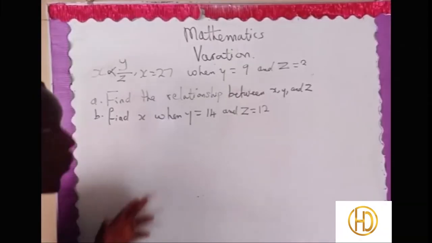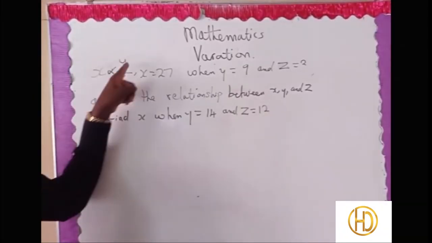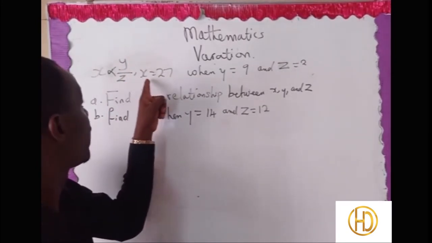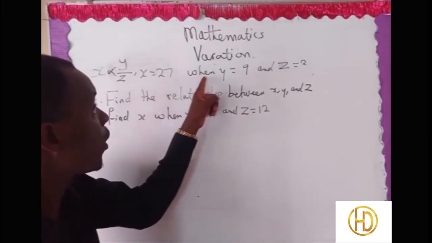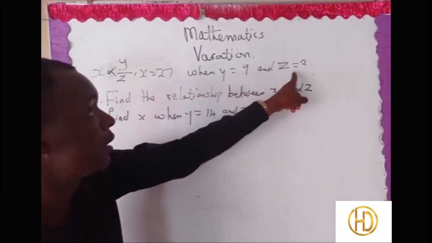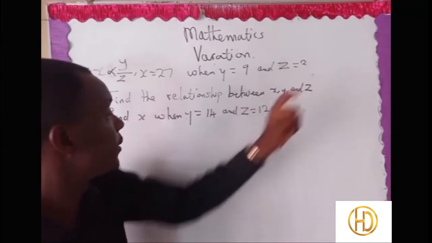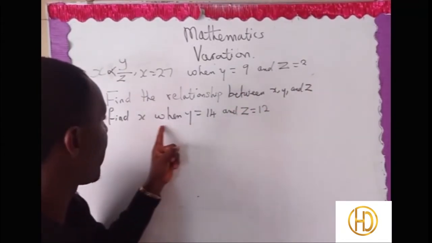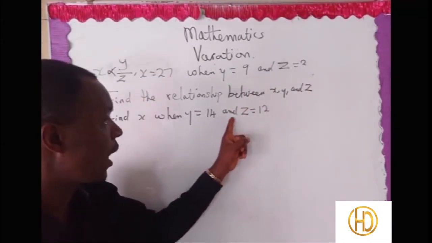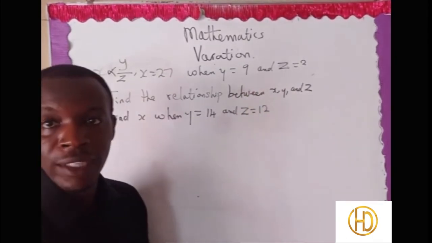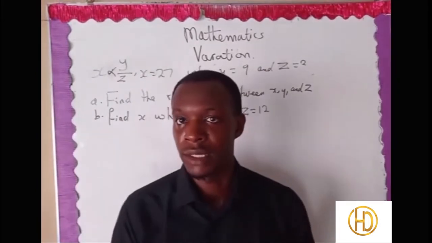Example. Now we have a question here. S varies directly as y and inversely as z. S equals 27 when y equals 9 and z equals 2. Now find the relationship between s, y and z. Then find s when y equals 14 and z equals 12. Nothing different from what you have been doing since. It's just the same thing.